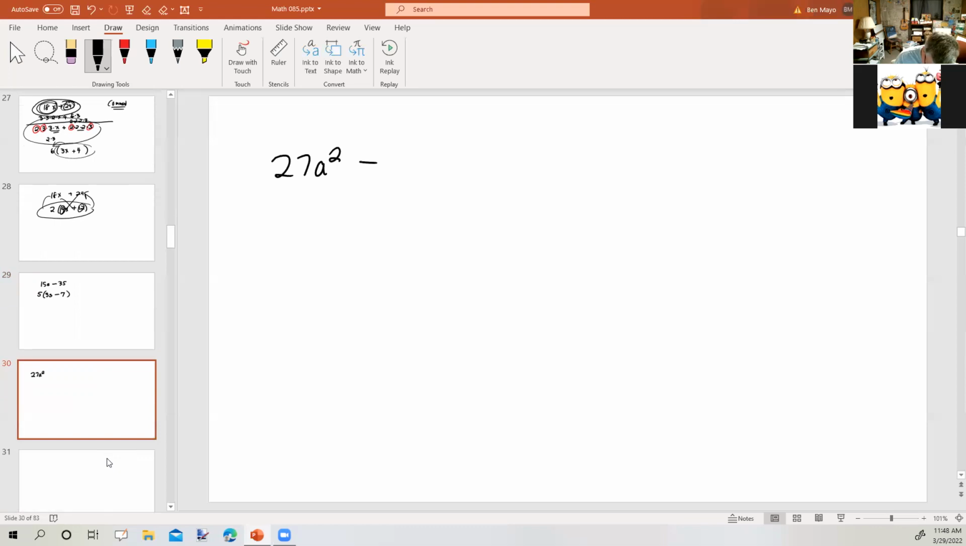How about this problem? 27a squared minus 9a plus 9.